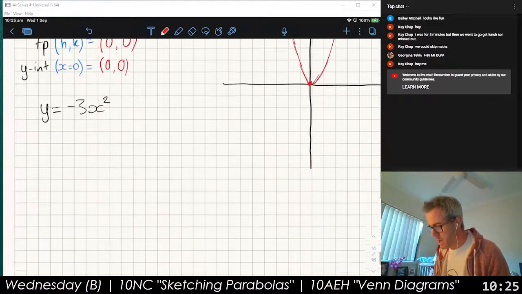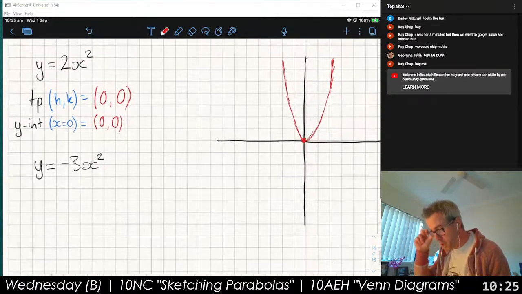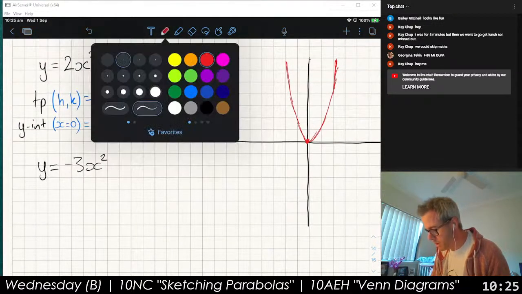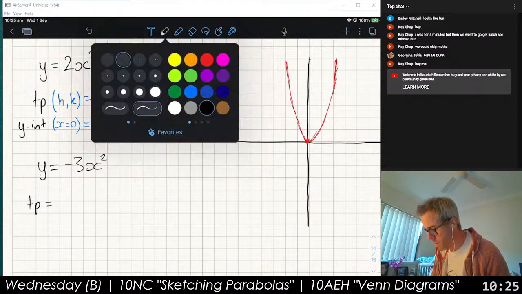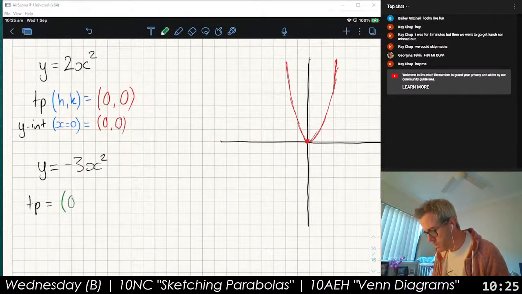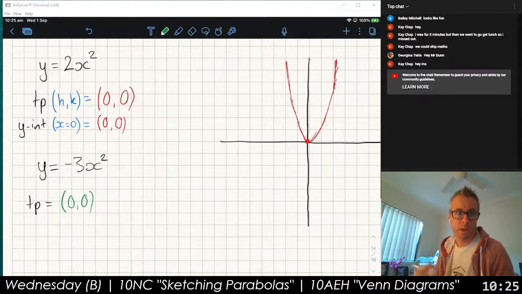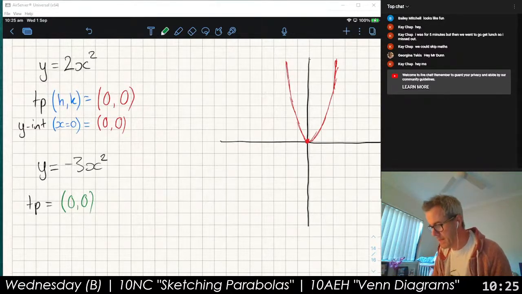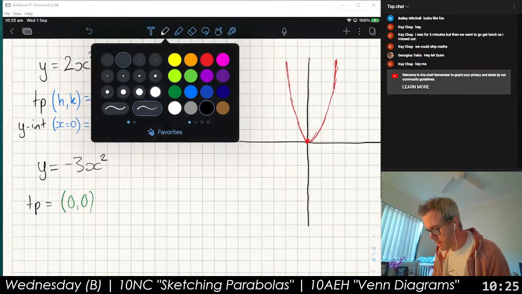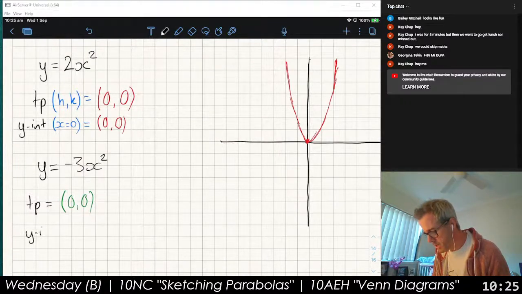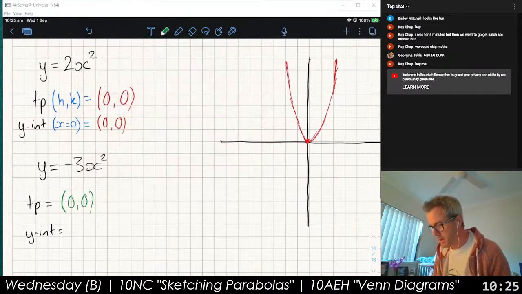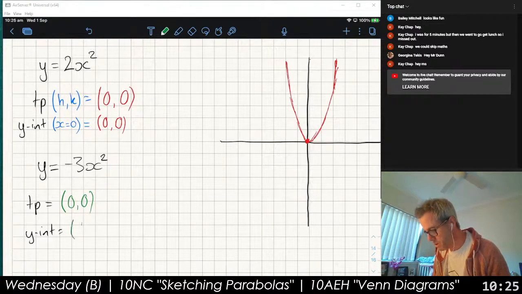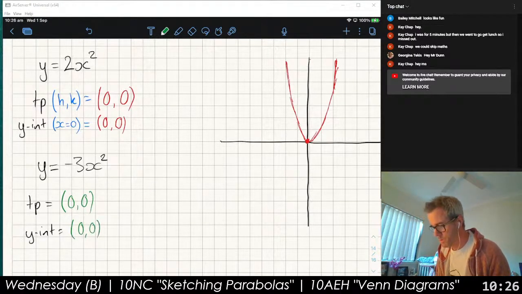First thing we can know straight up, let's have a look at our turning point. Our turning point is going to equal 0, 0, and I'll use green for this, because there's nothing subtracted from the square, nor is there anything added to the outside of the square. Second thing, my y-intercept. I can calculate it in my head: if x is 0, then everything here is going to be 0. My y-intercept is going to be equal to 0, like so, 0, 0.